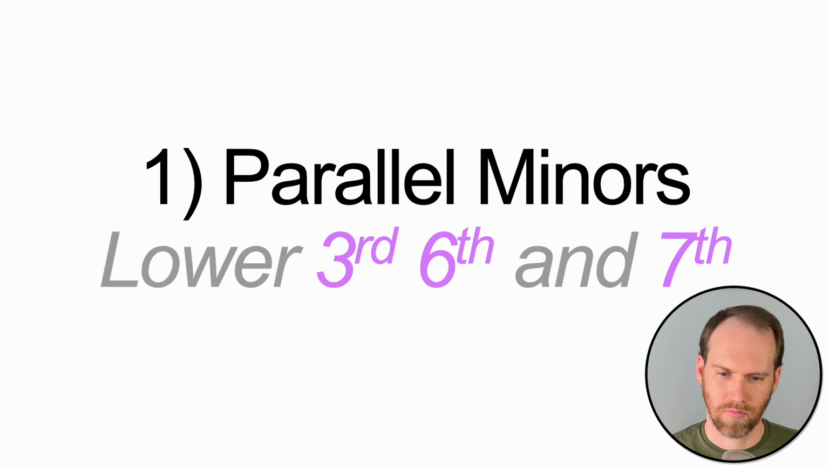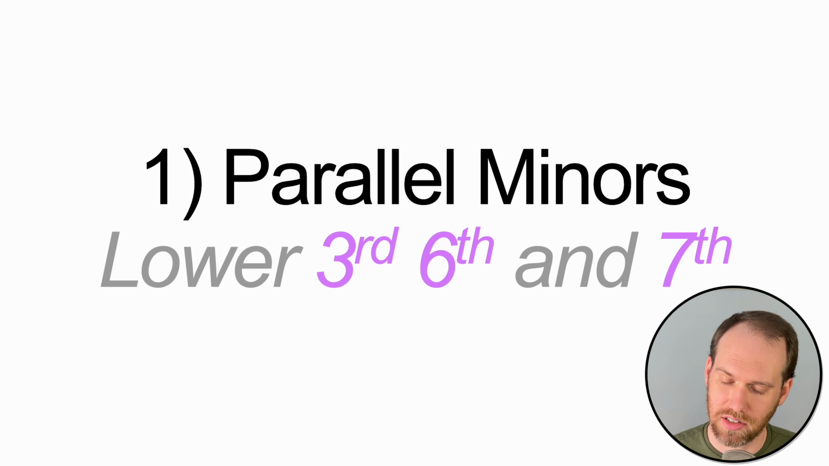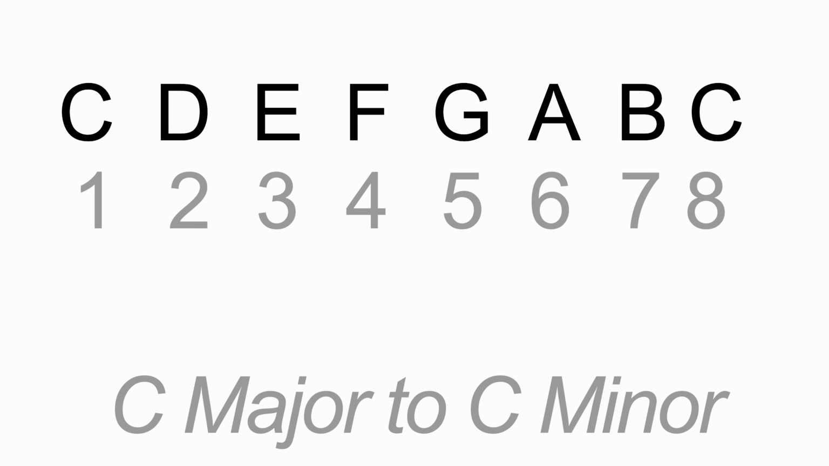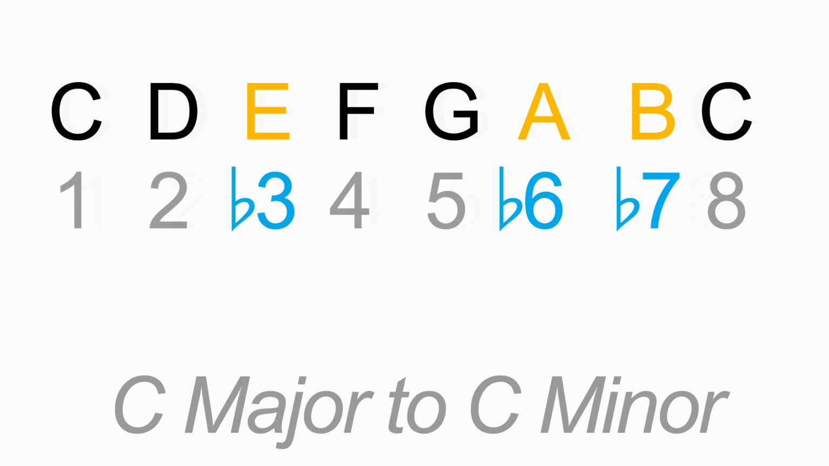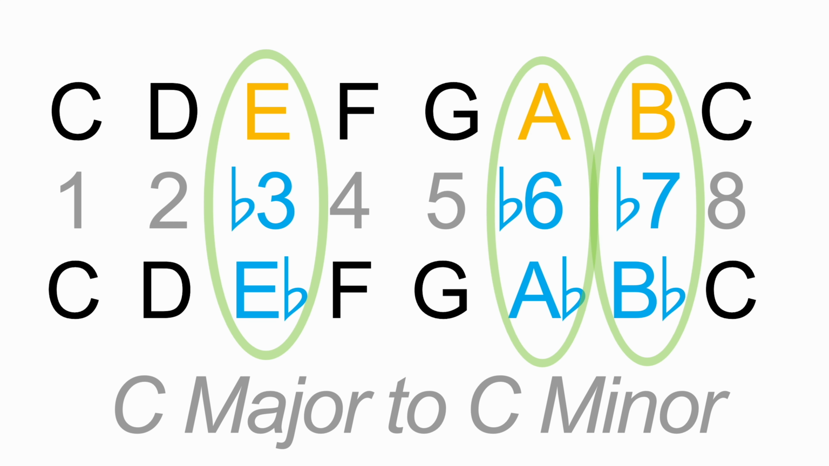Let's dive in. All right, so this first one, one of my favorites, involves parallel minors, and this is just if you take any major scale, you're going to lower the 3rd, the 6th, and the 7th scale degrees. Here I have my beautiful C major scale. If I want to make it minor, I'm going to lower the 3rd, the 6th, and the 7th scale degrees. So I'm going to lower the E, A, and B. I lower those, and now I have this minor scale, right? So lowering the 3rd, 6th, and 7th.